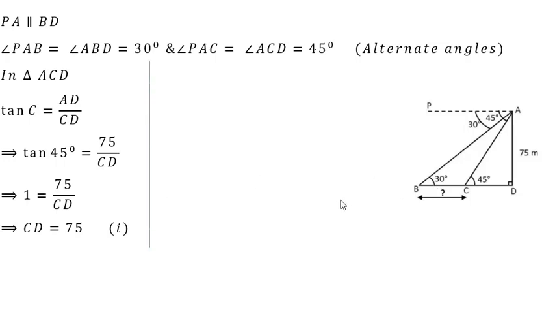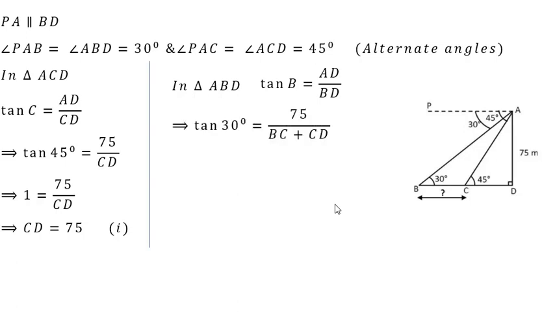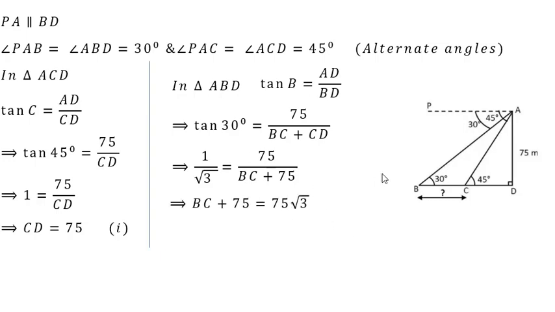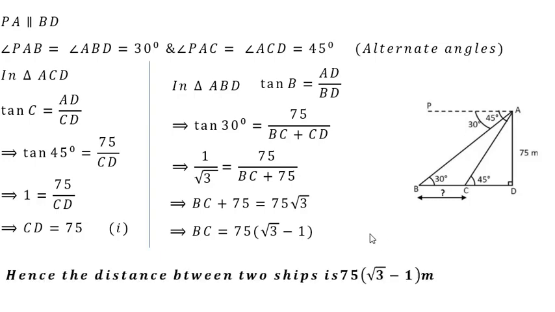Now I will take triangle ABD. In triangle ABD, tan B is equal to AD upon BD. Tan B, that is tan 30 degree, is equal to AD, we have 75, and this BD I will split as BC plus CD, and I will put the value of tan 30 degree and the value of CD. So this gives me an equation in BC. After solving, I get the value of BC, which is 75(√3 minus 1). So the distance between the two ships is 75(√3 minus 1) meter.